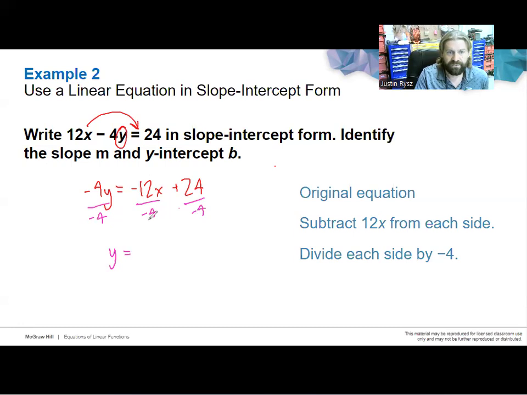And we get y equals, okay, negative 12 divided by negative 4 is just 3. And then 24 divided by negative 4 is negative 6. So our slope is 3, also known as 3 over 1. And our y-intercept is at negative 6.